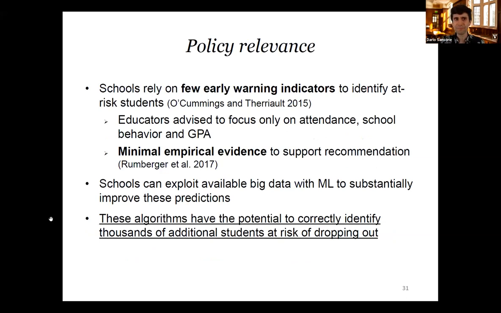The other reason why I started this project is that I was kind of annoyed when I started to read this literature. What schools in the US were doing at the time, now it's a bit better, was using only three indicators in order to predict high school dropout: attendance, school behavior, and GPA. And if you read the US Department of Education documents, they admit that there is minimal empirical evidence for this suggestion, but they were still doing this early warning system, which uses few data to predict high school dropout. That's striking given that schools have huge data available to them, and they could use it to correctly identify thousands of additional students who are at risk of dropping out, and therefore help them.